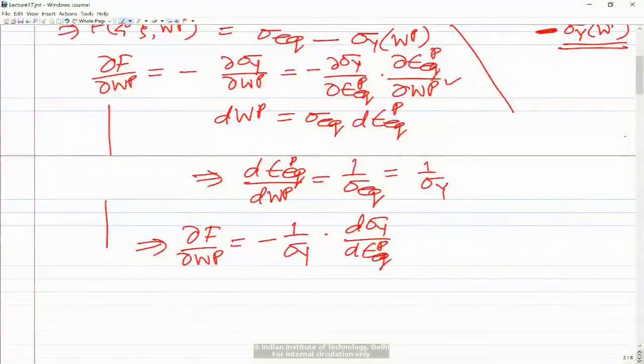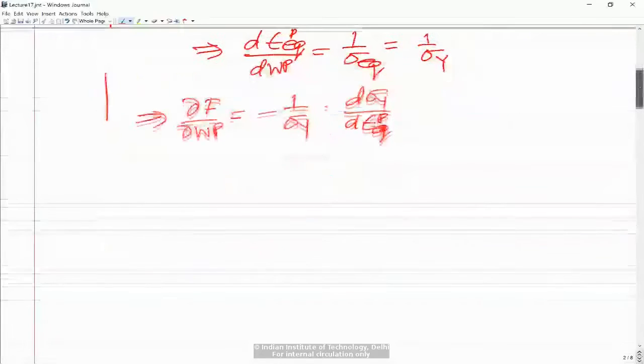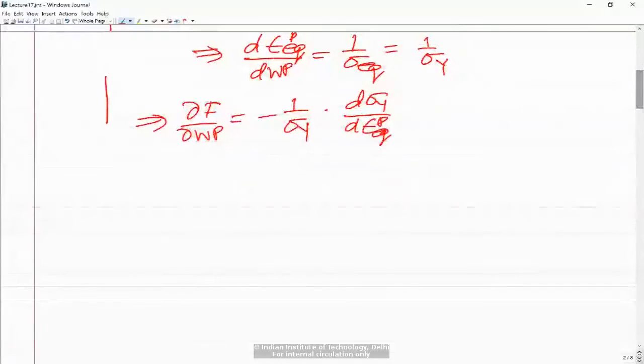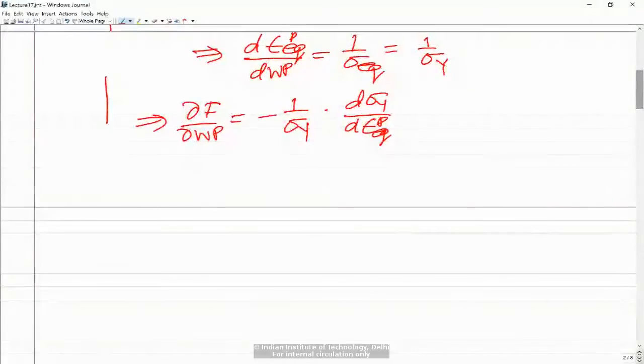Now how do we get this d sigma y by d epsilon equivalent p? In the uniaxial case we know that epsilon equivalent p is equal to epsilon xx p, and sigma y will then be the yield stress in the uniaxial case, that is the value of sigma xx.